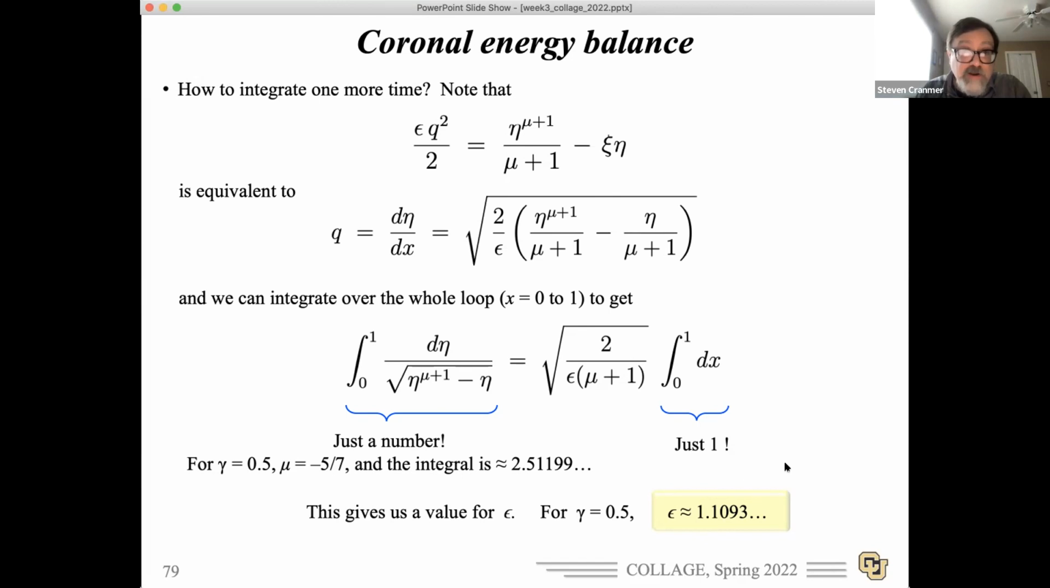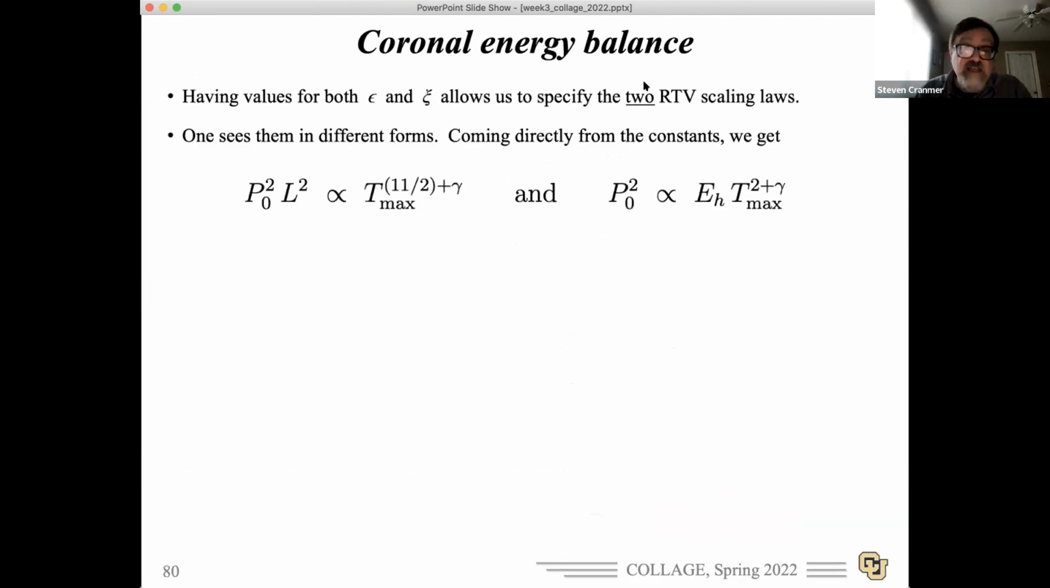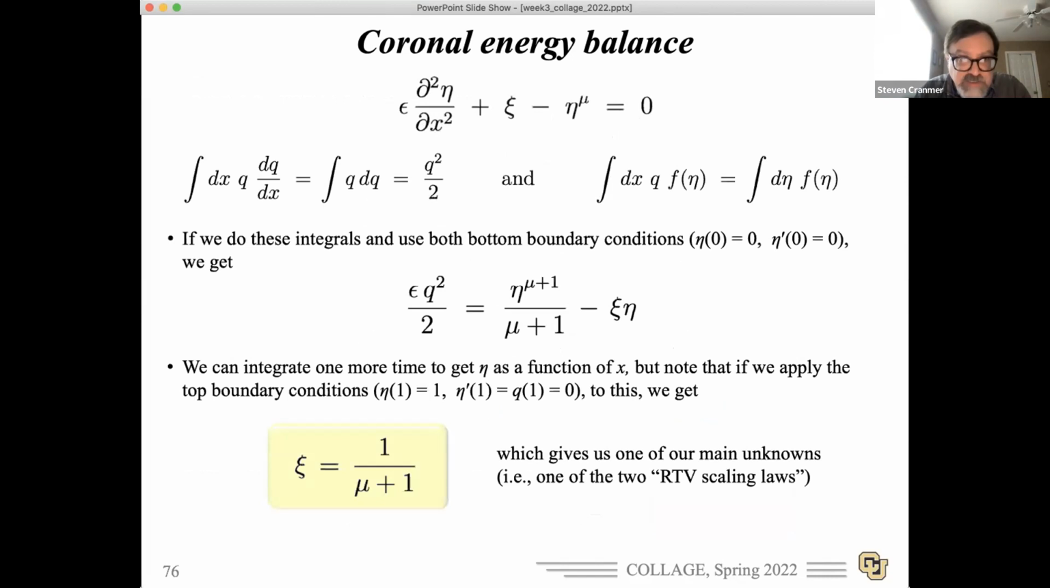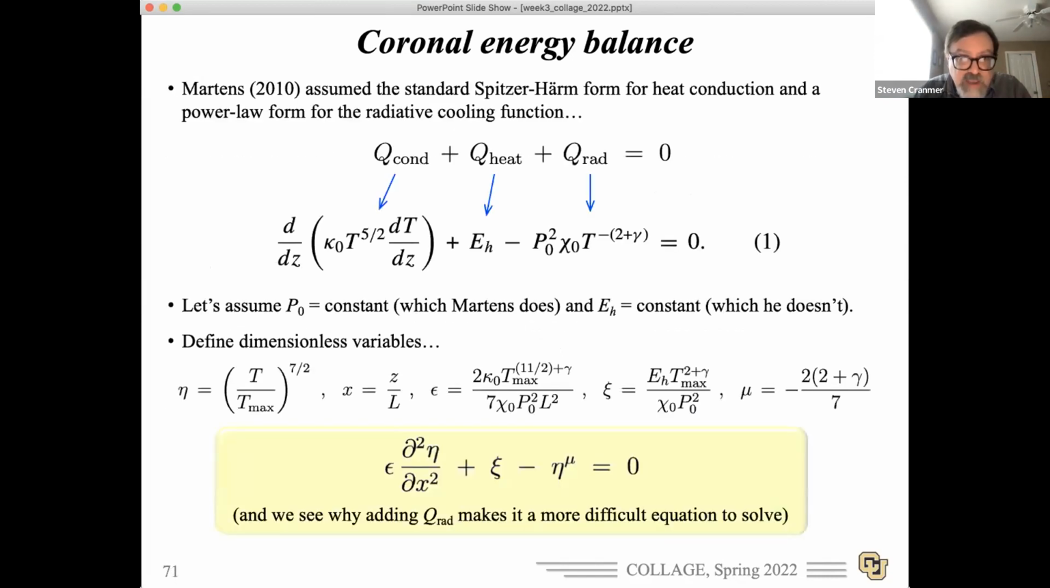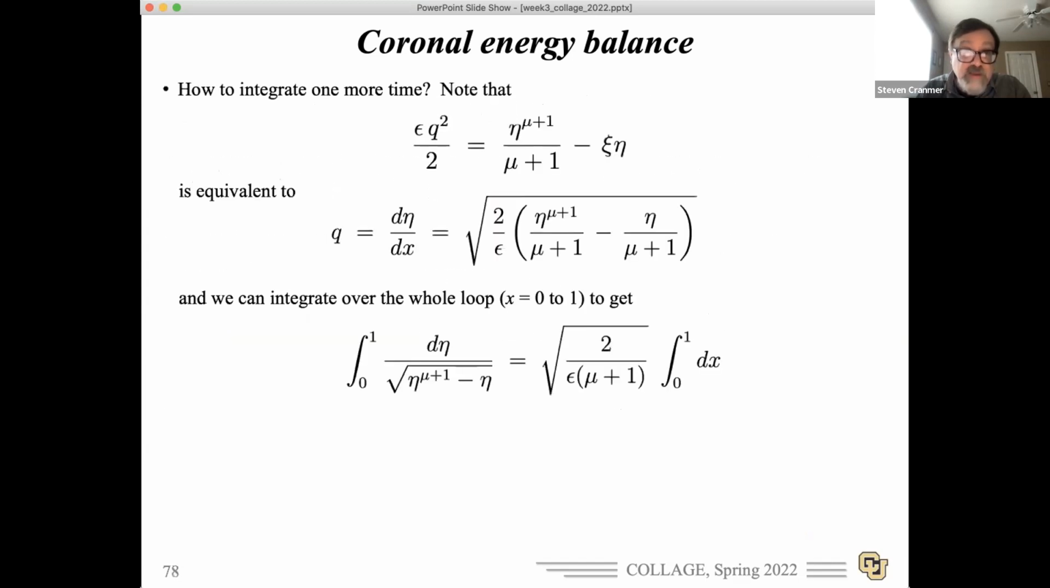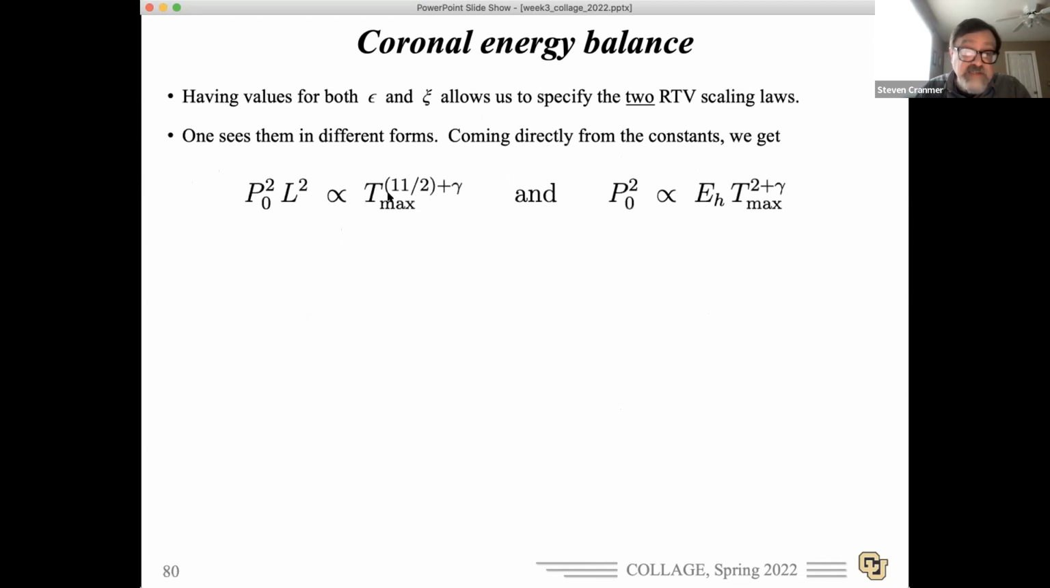So if you have numerical values for the epsilon and the xi, that allows you to specify the 2 different RTV scaling laws. And maybe I should even go back to the definitions. I hate to skip over lots of slides rapidly, but we had our definitions of epsilon and xi down here. If we know that epsilon is 1.1 something, and we know xi is some other number, you can solve for how these other things on the right-hand side scale with each other. And if you do that just naively, by taking the numerator as scaling with the denominator for both of those expressions, you get these.